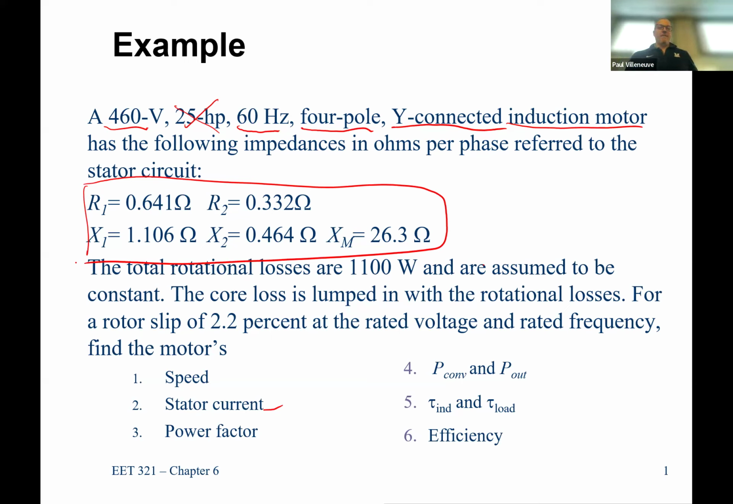Yes, sir. In what environment would we use the 25 horsepower? Oh, so the question is, what environment would use 25 horsepower? That's just when you specify. If you have a load, you would specify a 25 horsepower rated machine. So it's just the capability of the machine.